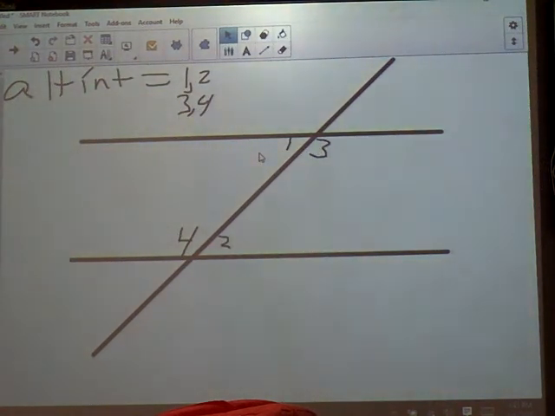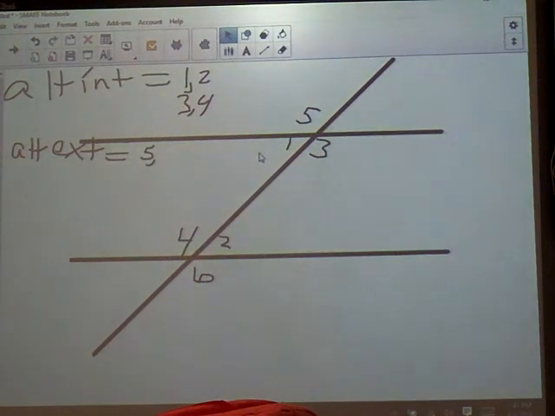Alright, then we will talk about alternate exterior. Alternate exterior angles are also equal, so I'll put the equal sign there and know we can set them equal to each other. Alternate exterior angles alternate on the transversal, same as before, but they're on the outside of the parallel lines. They're exterior, they're outside. So let's see, on number 5, 5 here would be an alternate exterior with this one down here. 5 and 6 would be equal.